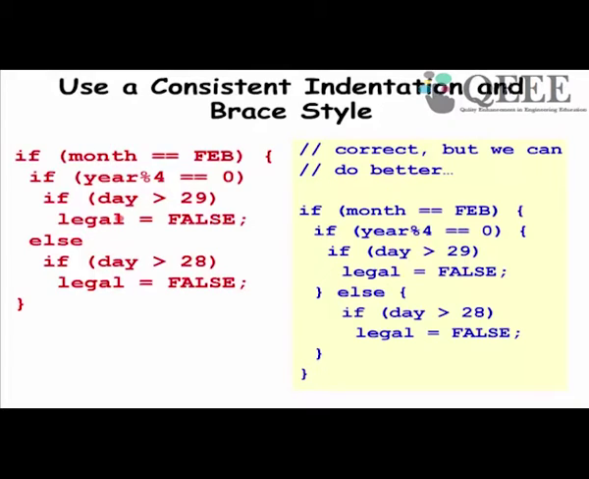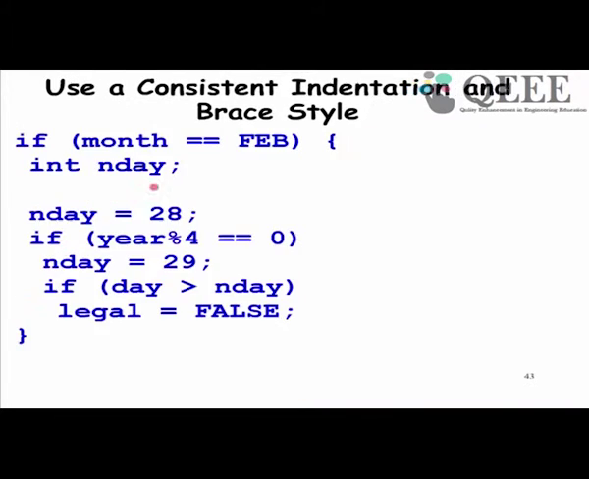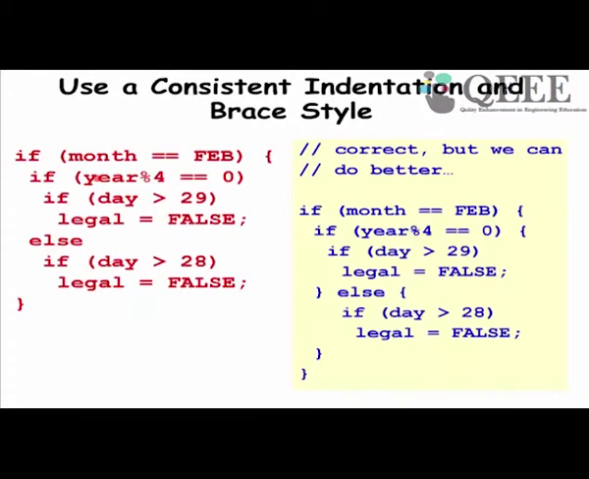Unless there is proper indentation, it becomes difficult to know which statement belongs to which block. So this is another example of proper indentation. You can make out that this is better code compared to the previous one. Here we are finding if the month is February and the year is a multiple of 4, then day is 29. And if day is 29, then legal is false, so it's an invalid February date. Else, it is not a leap year. Then if the date is 28, it becomes illegal.